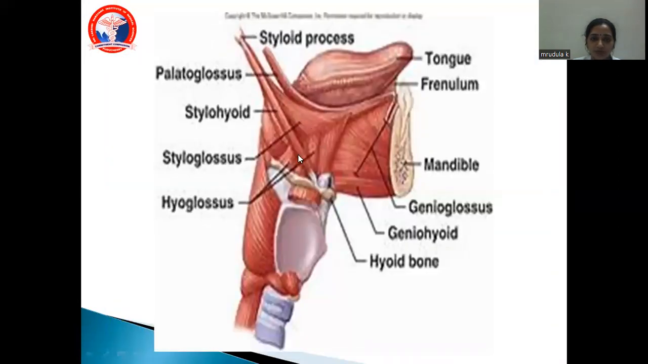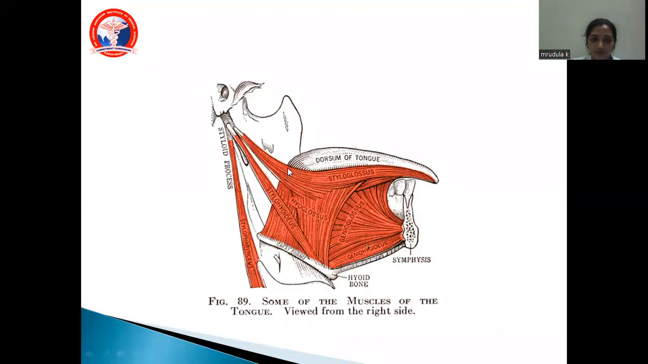The same thing. So this is the genioglossus, and this is the styloglossus, stylohyoid, palatoglossus. This is the styloglossus. There is a tongue with a frenulum, which is the inferior extension of the tongue. There are also the same extrinsic muscles which are shown.